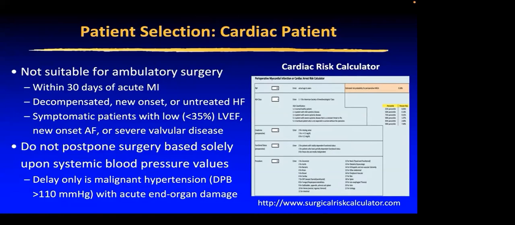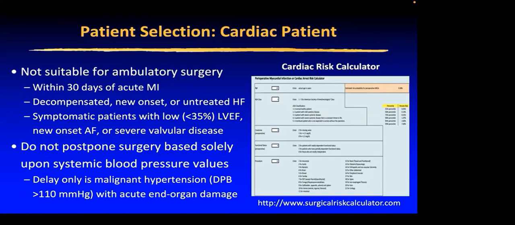I do want to emphasize that we should not postpone surgery based solely on patients' blood pressure values. Though in the past it has been suggested that patients with diastolic blood pressure of more than 110 are not suitable for elective surgical procedures, recent data suggests that one should delay surgery only if the patient has malignant hypertension. That means they have a diastolic blood pressure of more than 110 with acute end organ damage.